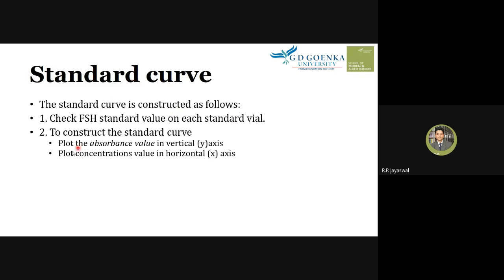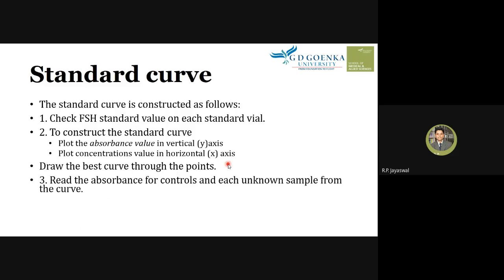To construct the standard curve, plot the absorbance value on the vertical y-axis. So the absorbance that we get from the previous slide we plot on the y-axis, and the concentration we plot on the x-axis. Draw the best curve through the points, and read the absorbance for control and each unknown sample from the curve. Once you have plotted the standard curve graph, you can know the value of the control and unknown sample if you have the absorbance of the control and unknown sample. Record the value for each control and unknown sample.